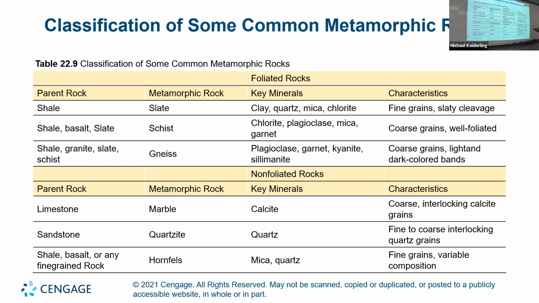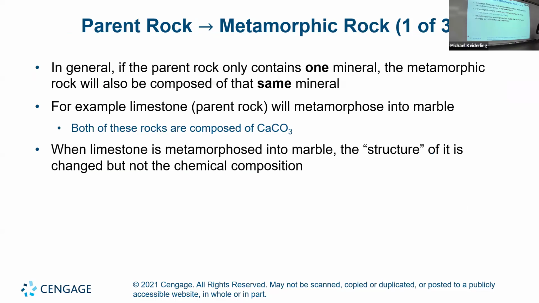For non-foliated rocks, limestone turns into marble. The key mineral in question is calcite. It stays calcite, and you get coarse interlocking calcite grains. That shiny metamorphic rock from our lab was marble. Sandstone turns into quartzite. It's made of quartz, and you get coarse interlocking quartz grains. And shale, basalt, or any sort of fine-grained rock can turn into hornfels, which has lots of mica and quartz in it. You get fine grains and variable composition.